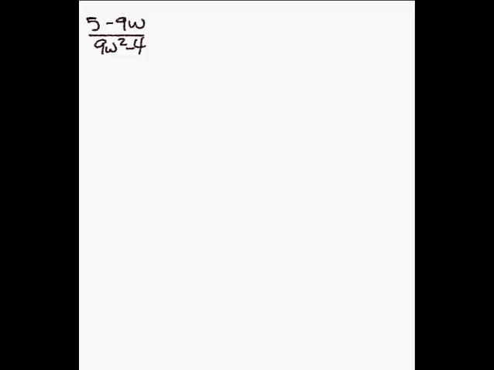In our second rational expression, we need to reorder the polynomial 5 minus 9w alphabetically from left to right, starting with the highest order term. So it would look like this: minus 9w plus 5 over 9w squared minus 4. Next, we're going to factor out the greatest common factor of minus 1 from the expression minus 9w.